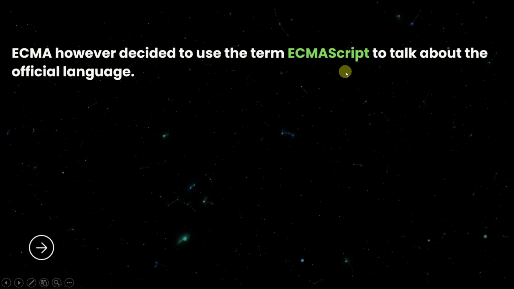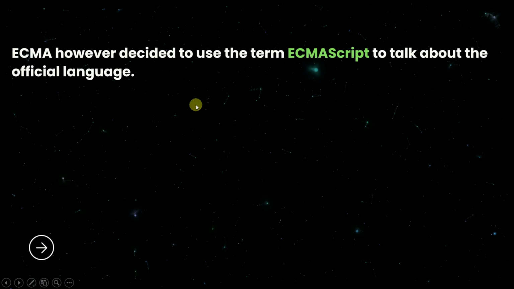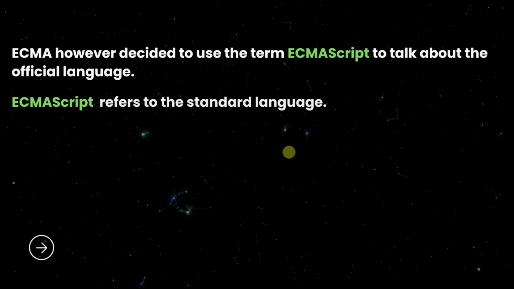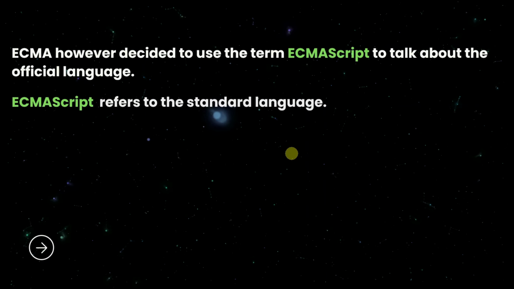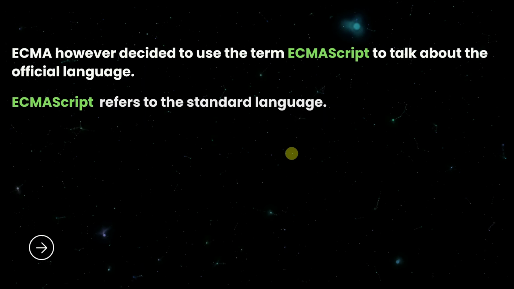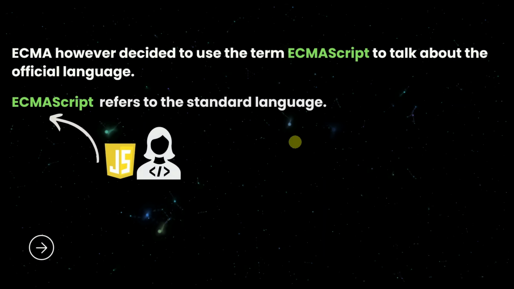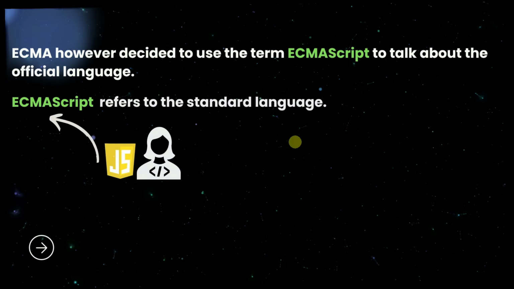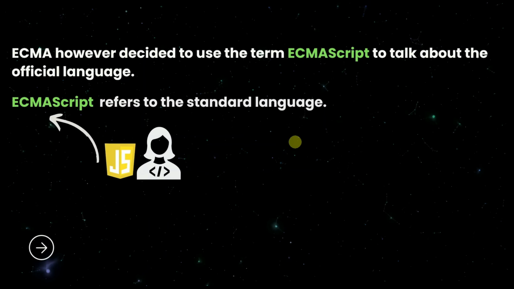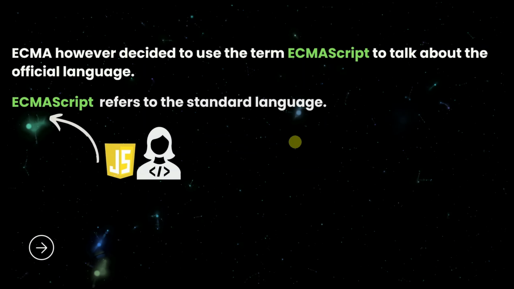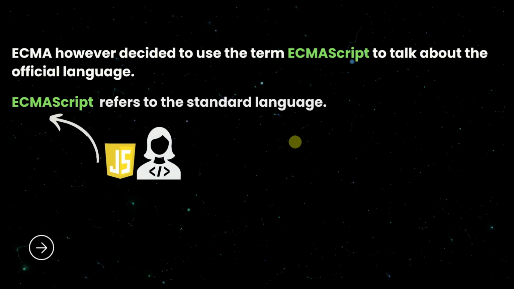Later, ECMA decided to use the term ECMAScript to talk about the official language, and the official language is nothing but JavaScript. So now ECMAScript refers to the standard language and JavaScript is what we use in practice, which is built on top of ECMAScript. Developers, whenever they refer to JavaScript, interchangeably use the term ECMAScript. So both mean the same. No matter if you say JavaScript or ECMAScript, we are referring to the same language, JavaScript.